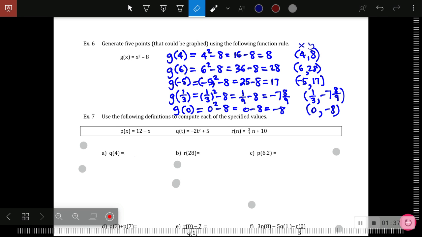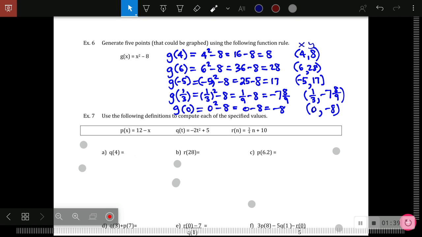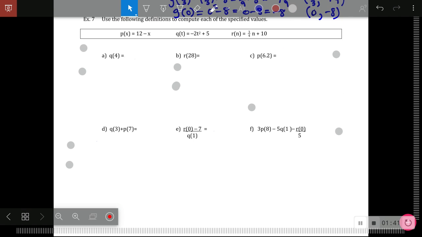Okay, the next section here, we are given 3 definitions. If you're dealing with p of x, you're going to subtract the number from 12. If you're dealing with q of t, you're going to square the number, multiply by negative 2, and add 5. And finally, r of n, you'll take the number and multiply it by 3/4 before you add 10. So let's start out with q of 4, meaning you're going to take this function right here and you're going to use a 4 for the t value.